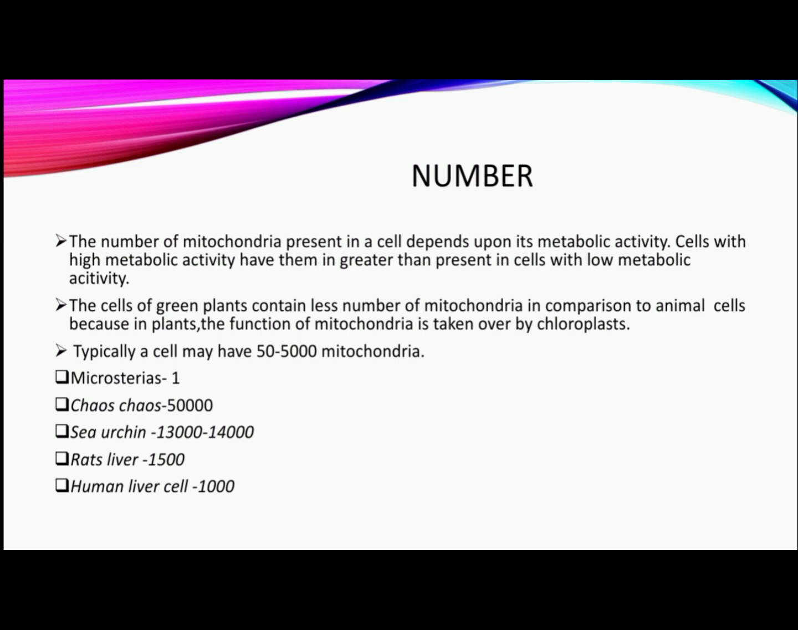Number. The number of mitochondria present in cells depends upon their metabolic activity. Cells with high metabolic activity have them in greater numbers than cells with low metabolic activity. The cells of green plants contain fewer mitochondria in comparison to animal cells, because in plants the function of mitochondria is taken over by chloroplasts. Typically, a cell may have 50 to 5000 mitochondria.